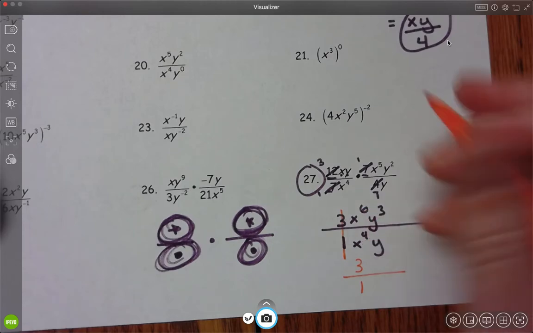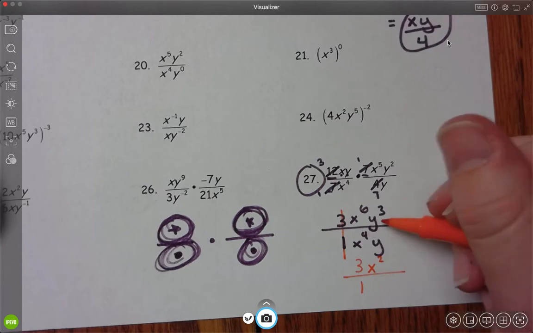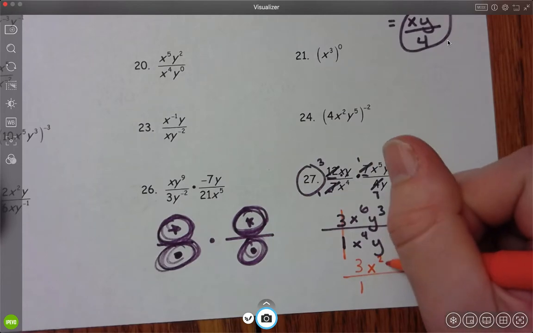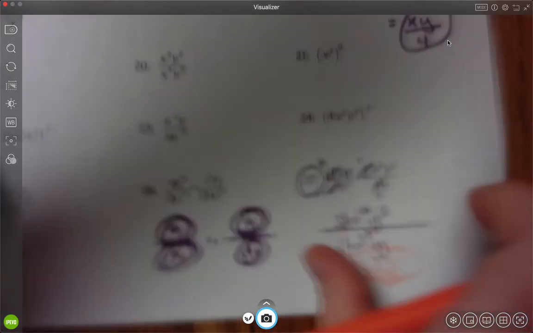So I'll have 2 x's on the top. And then I have 3 y's on the top, 1 y on the bottom. So I'll have 2 y's on the top. Okay. So I have 3x squared y squared all over 1. And I really don't need that 1 on the bottom. So I could just write it as 3x squared y squared and be done with it there. Okay. All right. Last thing.